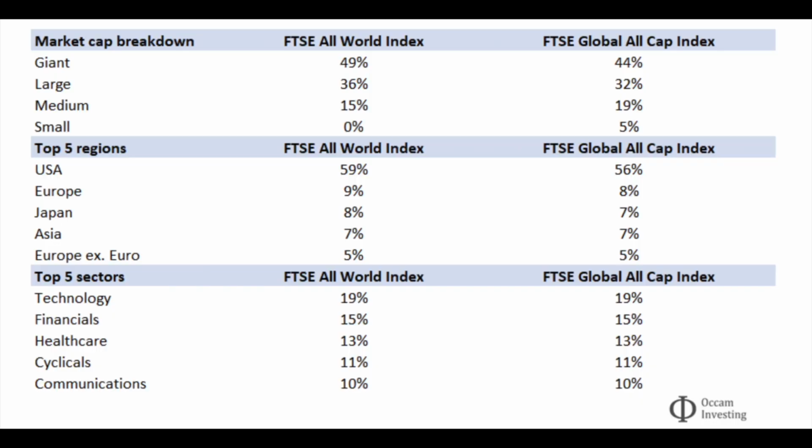And looking at the benchmark comparison here, the All World ETF tracks the All World Index, but the Global All Cap Fund tracks the Global All Cap Index. This table here is really useful in terms of showing some of the differences, or not really any difference at all between them. And what I thought was a good feature of the All Cap Index was the 5% weighting in the small cap companies.